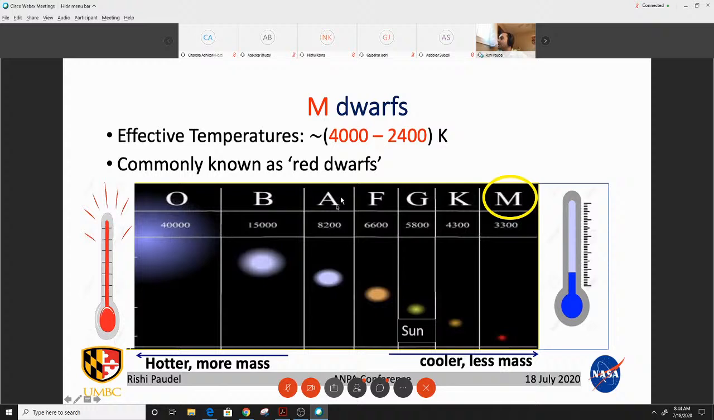Likewise, the M stars are the smallest stars and they are the coolest stars. Since they are the smallest stars, they are also called M dwarfs. They have effective temperatures in the range 4000 Kelvin to 2400 Kelvin roughly. Since they emit most of their light in red wavelength, they are also known as red dwarfs. Our sun has a spectral type of G and an effective temperature of about 6000 Kelvin.